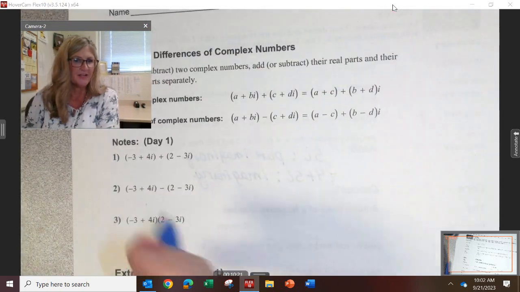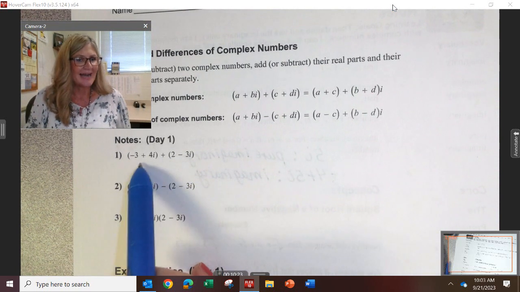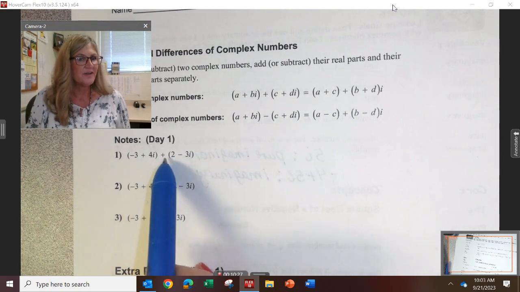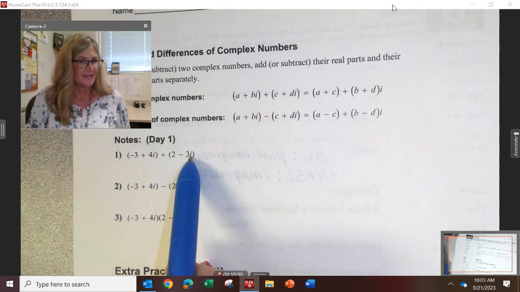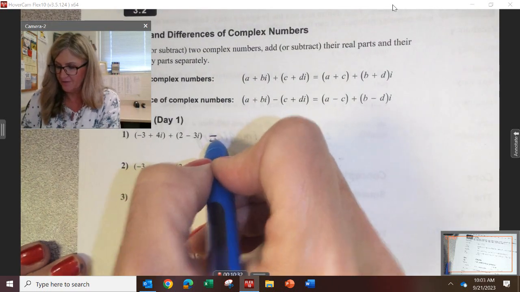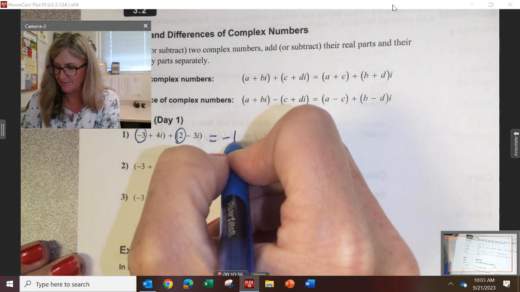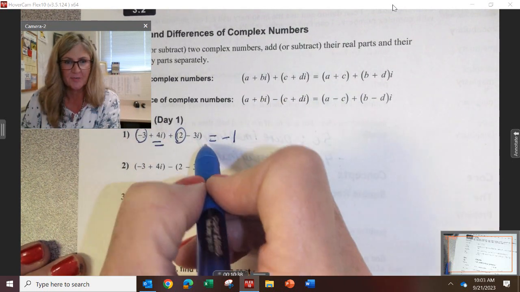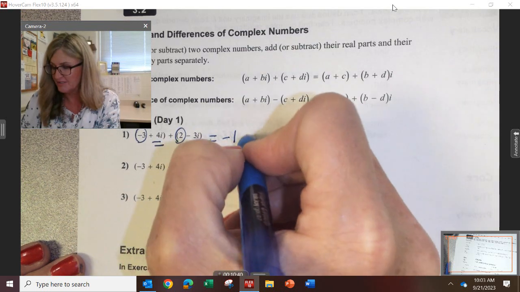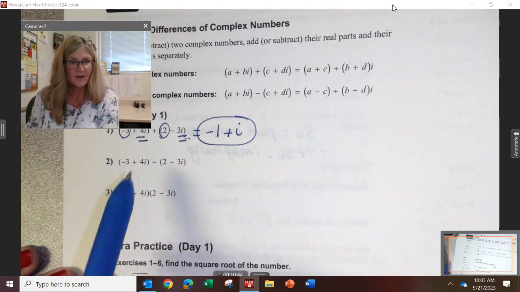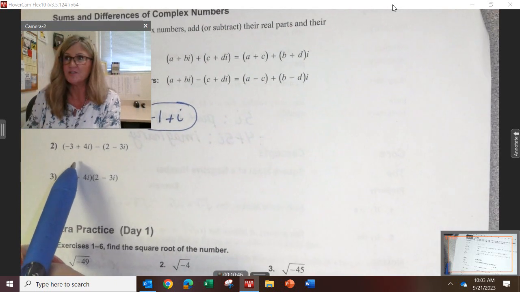This is super easy. We are adding these imaginary numbers, also known as complex numbers. All we do is combine the real parts and the imaginary parts. So this is the real part, this is the real part. I add those two as negative 1. This is the imaginary part, so it's negative 1 plus i. All right, I want you guys now to try number 2.